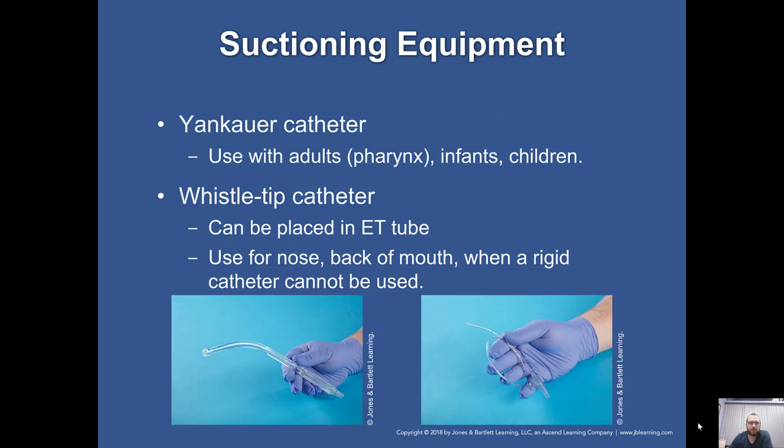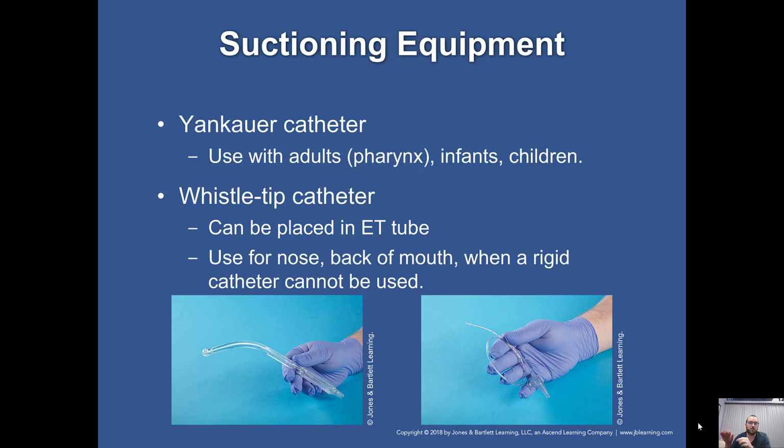All right, Yankauer catheters or rigid tip catheters are the ones on the left-hand side. They're great, they're nice, they work really well. Whistle tip catheters or flexible suction catheters are the ones on the right-hand side. Those are great. You can actually feed those down the ET tube.